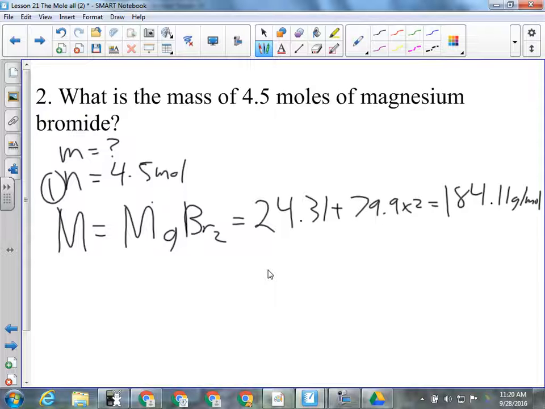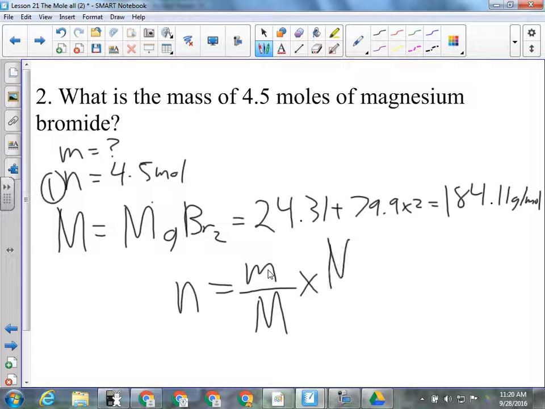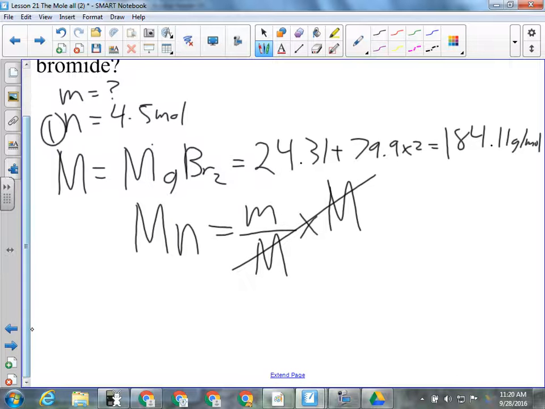I am being asked to calculate little m. The formula is not set up for that. So what do I need to do? I need to manipulate. I need to move big M away and leave little m by itself. So since I'm dividing by big M, I will multiply both sides by big M. And it will cancel on one side and appear on the other. Now I can plug in my numbers.